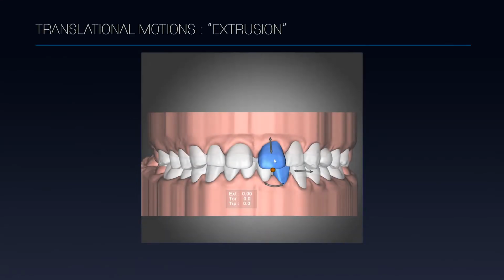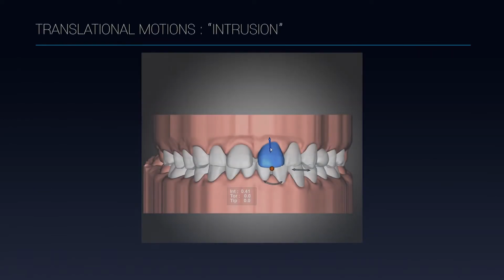The vertical movement of teeth along the occlusal plane is called extrusion. The vertical movement of teeth in the opposite direction to the occlusal plane, alveolar direction, is called intrusion.